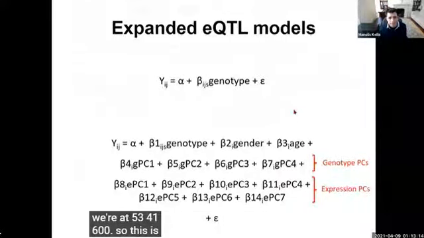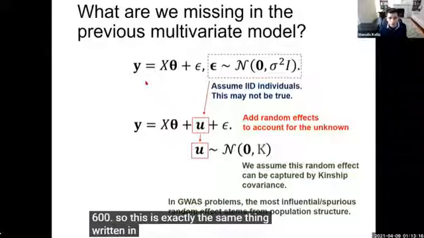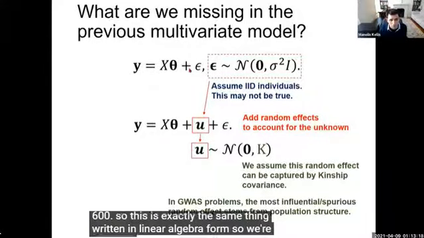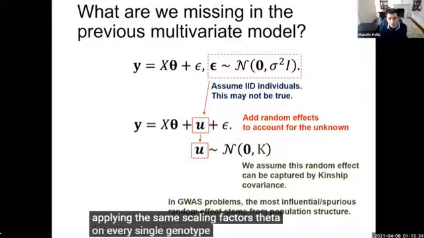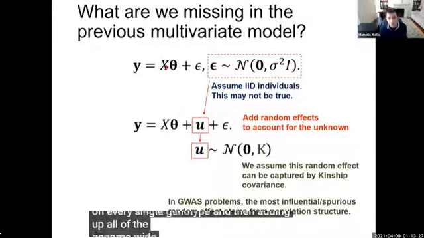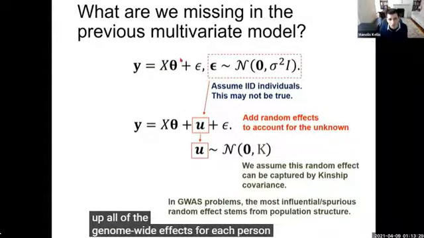So this is exactly the same thing written in linear algebra form. So we're basically going to be applying the same scaling factors, theta, on every single genotype, and then adding up all of the genome-wide effects for each person.